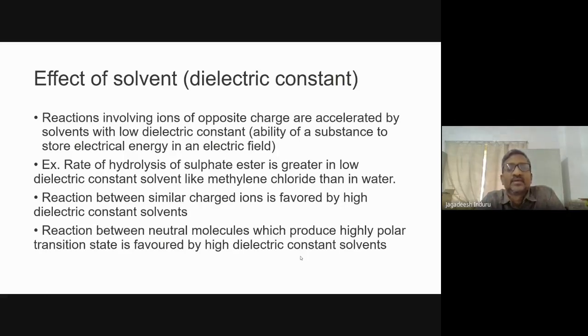So this gives the idea of how reactions involving opposite charges are accelerated by solvents with low dielectric constant. Reactions between similarly charged ions are favored by high dielectric constant solvents. Similarly charged means both have the same type of charge, and such reactions are favored by the high dielectric constant of the solvents. Reactions between neutral molecules which produce a highly polar transition state are favored by high dielectric constant solvents. Most of the time, a neutral molecule tends to exist in a non-ionized state.